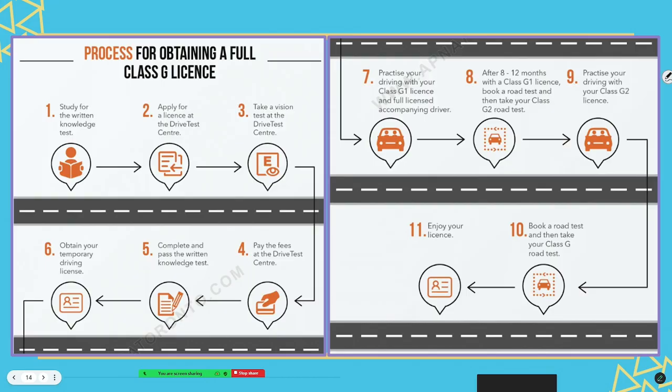remember, it doesn't matter if you did the education classes or not, you have to drive for a minimum of 12 months. Then you get to book a road test and take your Class G. Once you've successfully passed that, yay, congratulations, you can go and enjoy your license.